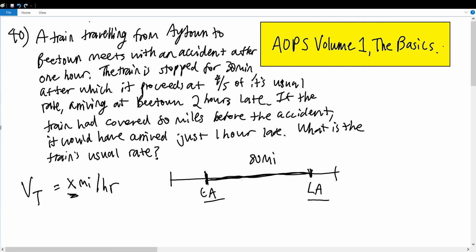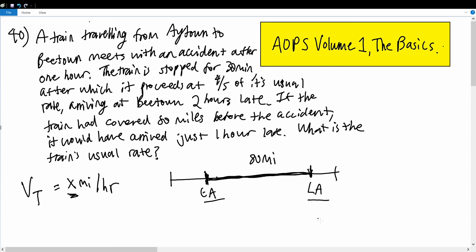The reason this 80-mile gap is the sole distance affecting whether the train arrives 1 hour late or 2 hours late is because it tells us if the train had covered just 80 miles before the accident, meaning that if, say, the accident happened at EA, and it had traveled this 80-mile gap beforehand, it would have arrived just 1 hour late. So that tells us this 80-mile gap is what's really affecting whether our train arrives 1 hour late or 2 hours late. So with that logic out of the way, let us apply what we need to find.